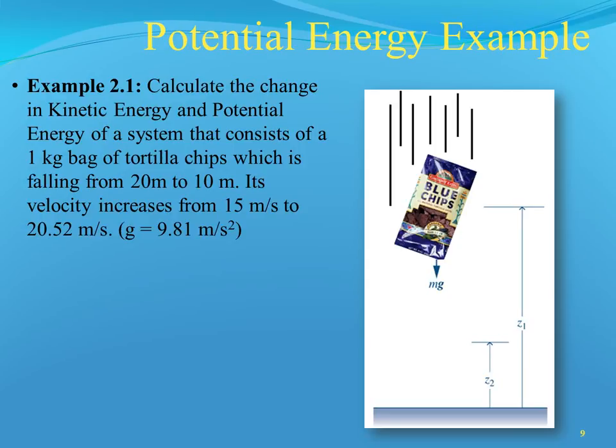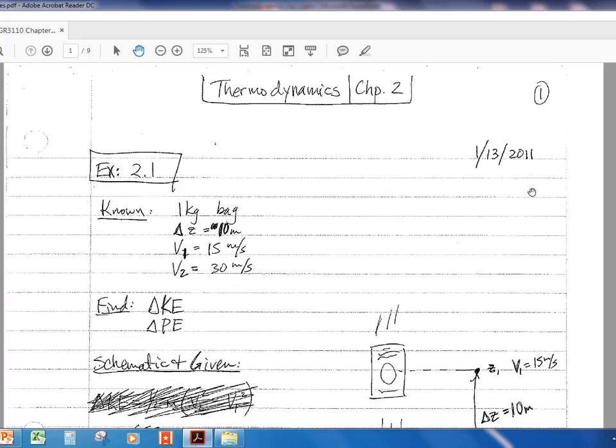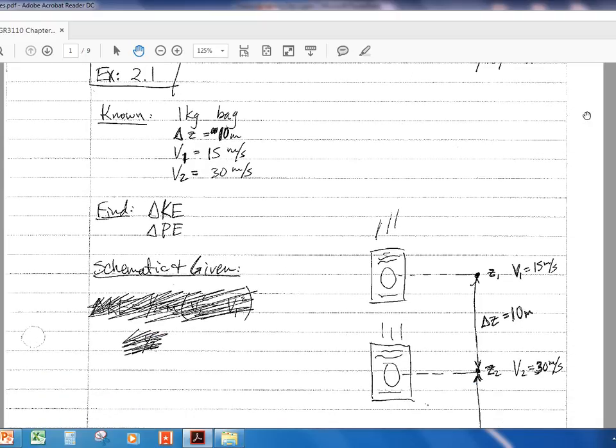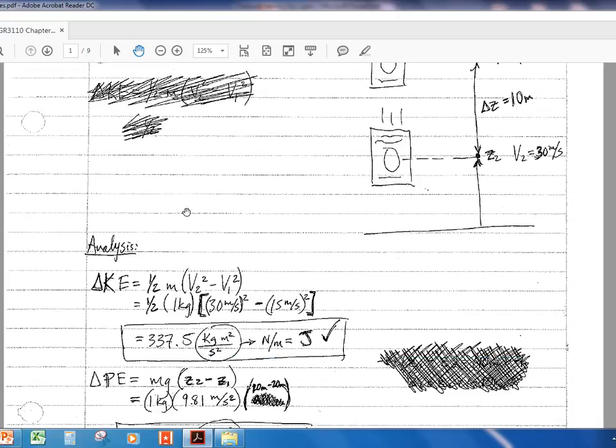Okay, so let's pull up the solutions here. These are just the lecture notes that you should be able to find on Blackboard. And so if we look at the solution, we'll find that I've gone through the 4 steps. We have the known, we have the find, we have the schematic and given, and here's our analysis section.